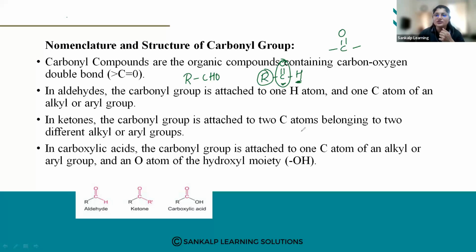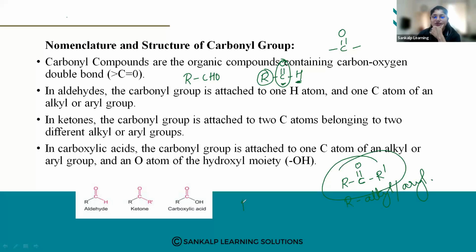Then we studied the case of ketone. The structure of a ketone is R-C double bond O-R dash. So there are two carbon atoms attached to the carbonyl group. R can be an alkyl group or an aryl group. So this is the structure of your ketone, this is the functional group, how you write a ketone.